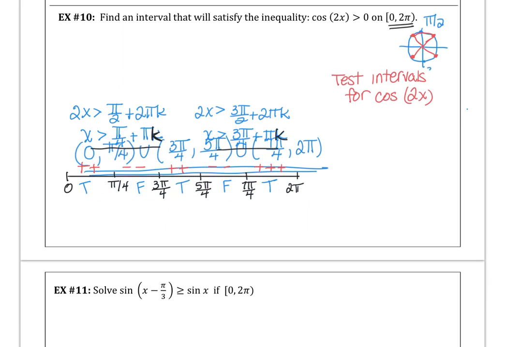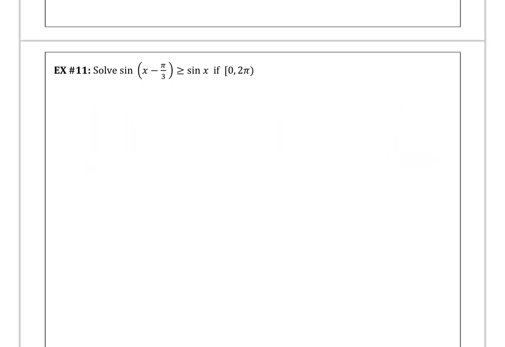Let's go to example 11. In this one, we're solving sine of the quantity x minus pi over 3 has to be greater than or equal to the sine of x. I think the best way to attack this one would be to sketch a graph between 1 and -1. So give me a minute to put those together. We want a sketch of those. You can graph that with your calculator if you'd like.